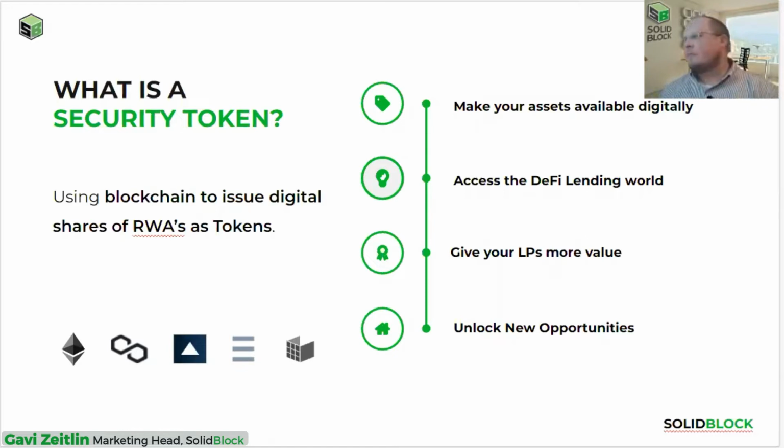So what is a security token, right? A security token takes what is a traditional security and uses the blockchain to issue digital shares of these assets as tokens that people can now take custody of in the digital realm. It is essentially a miniature contract that people can hold on to.